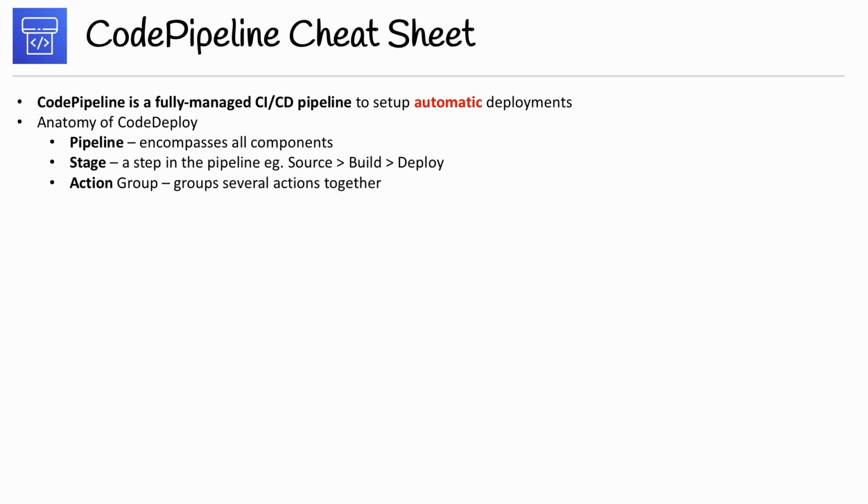Then you have action groups, and this groups several actions together. I don't really understand this myself. It will not show up on the exam, but it is a component of CodePipeline.